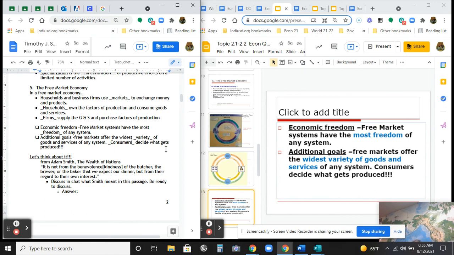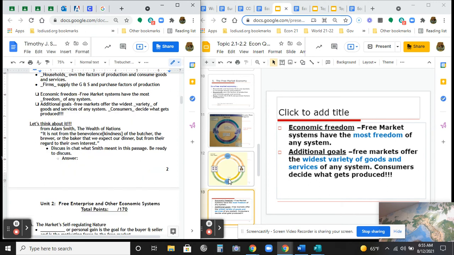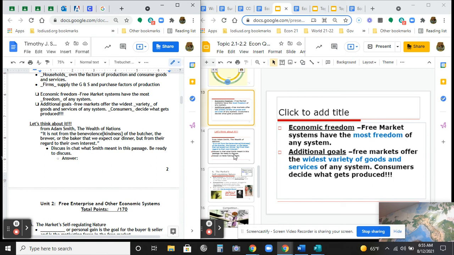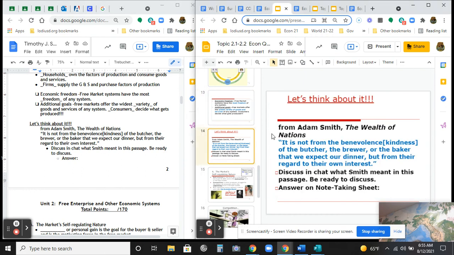If you really don't like something, don't buy it. If you really don't like a company's policies, don't buy it. And by those choices, typically the company will either adjust or they will suffer economically, and the competitors will get a leg up based on making better choices. Okay, let's think about this quote from Adam Smith. Hopefully that's clear for you so far.